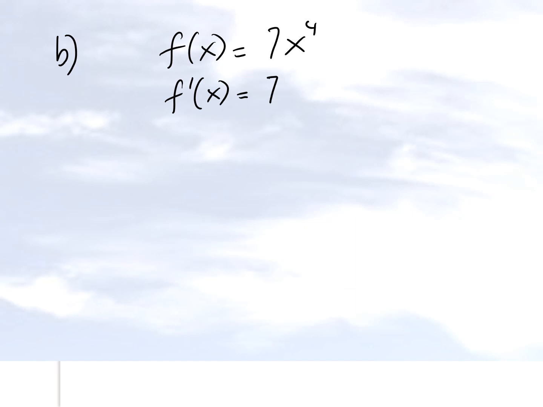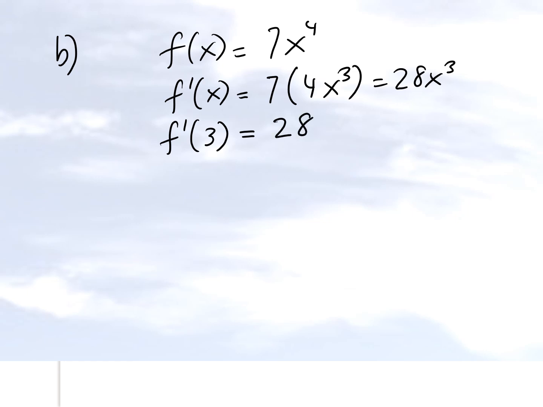In part B, we are asked to calculate the exact value of the derivative. So this is the function. f prime of x would be 7 times 4x cubed, and that's 28x cubed. But we are interested in finding the exact value of the derivative of the function at 3. So it's 28 times 3 cubed, and that number turns out to be 756.